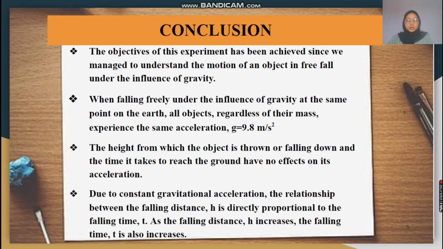So, due to constant gravitational acceleration, the falling distance h is directly proportional to the falling time t. So, as the falling distance h increases, the falling time t also increases.